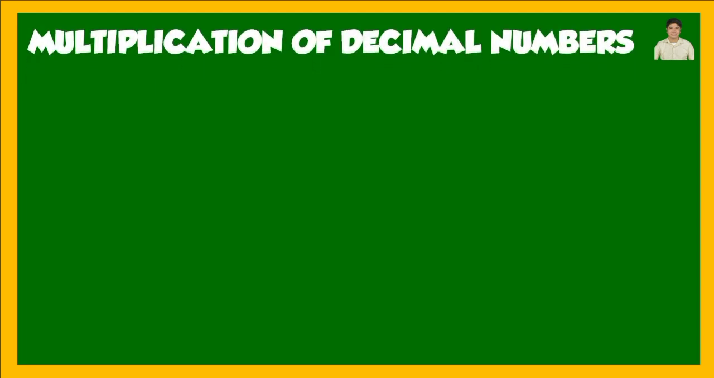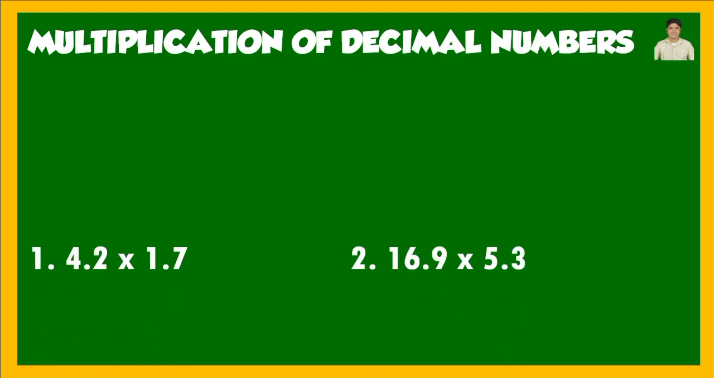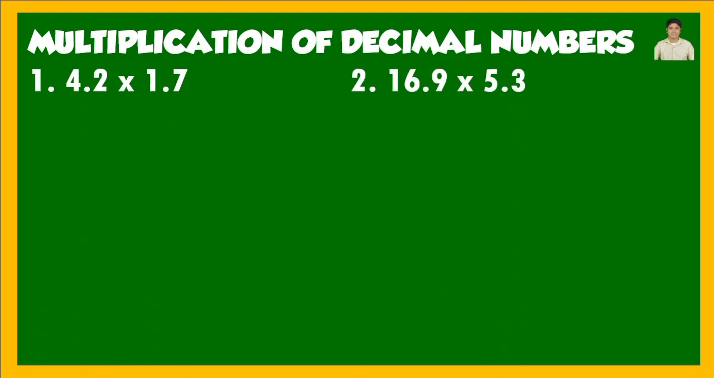So, let's now proceed to discussing some of the examples on multiplication of decimal numbers. First one, we have 4.2 times 1.7. So, binabasa po yung 4.2 as 4 and 2/10. And then yung 1.7, that is 1 and 7/10. As you can see, yung mga factors natin, pareho po silang 1 decimal place. Okay, so which is tenths lang.